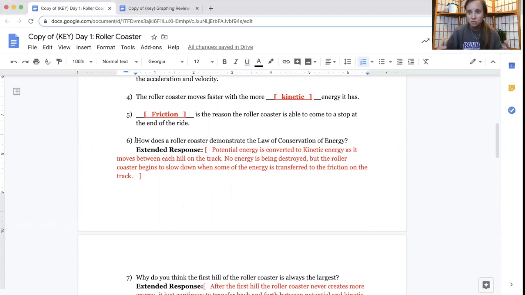So there's also wind resistance. There's a lot of different places that this energy can be transferred to, but the main ones are it transfers constantly between potential and kinetic, and then that friction at the end.